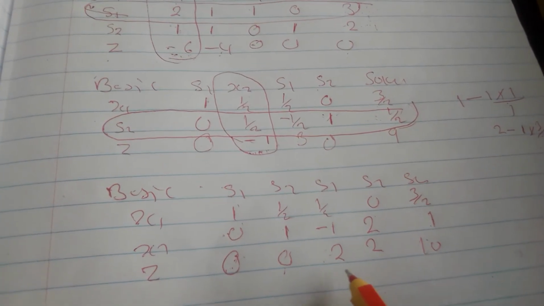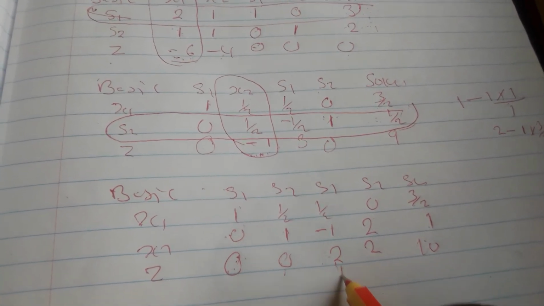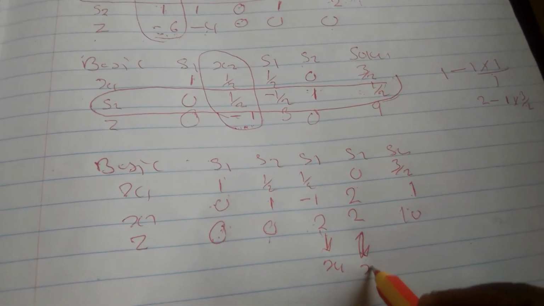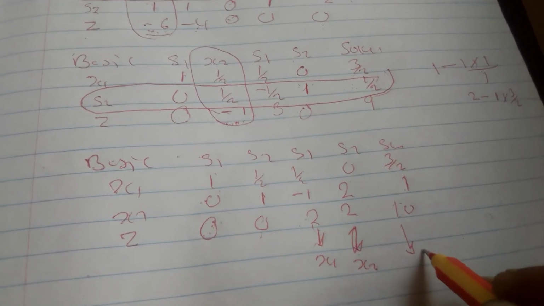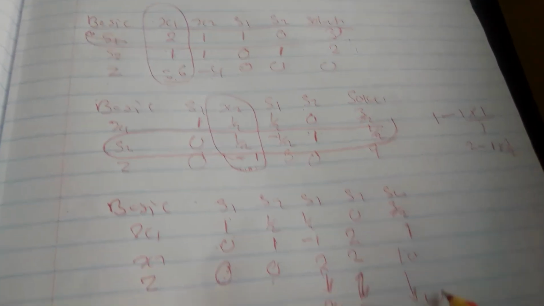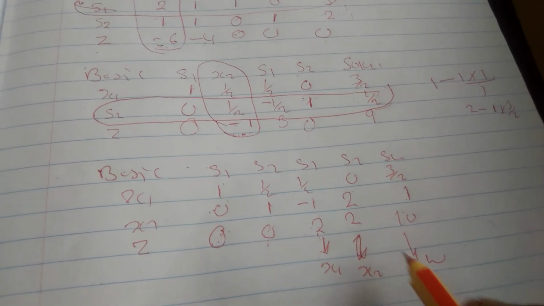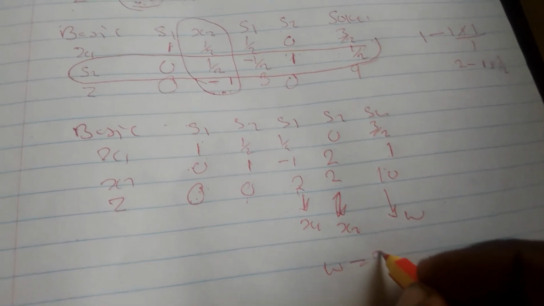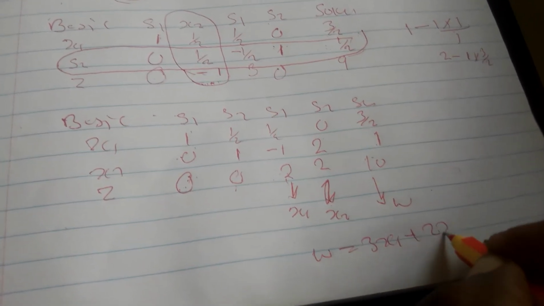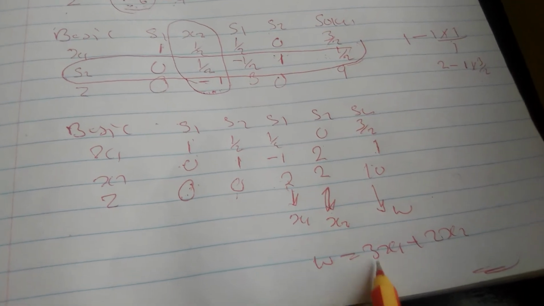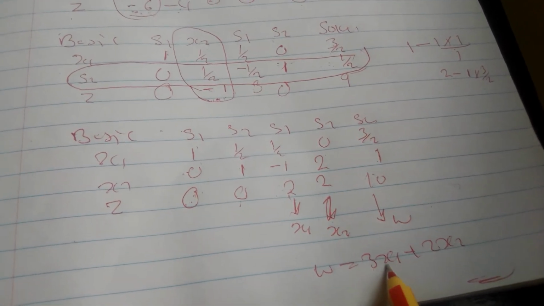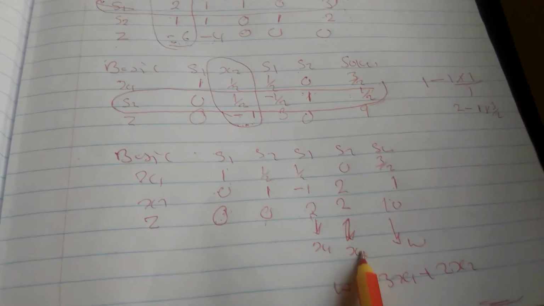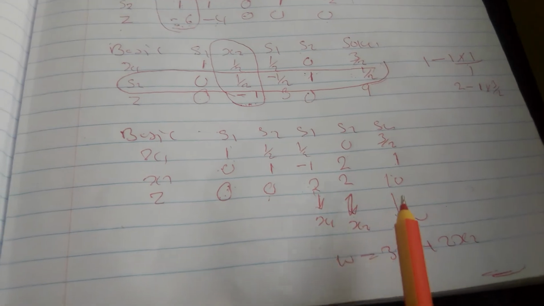So this is our solution: x1 = 2, x2 = 2, and w = 10. To verify, w = 3x1 + 2x2. If we put 2 here, we get 3 times 2 plus 2 times 2, which is 10. So that is the way you can solve a minimization problem. Thank you.